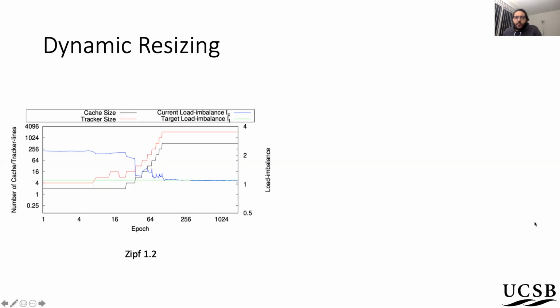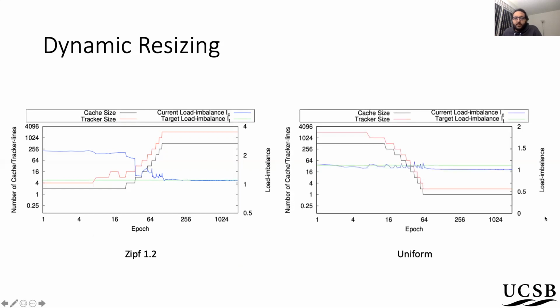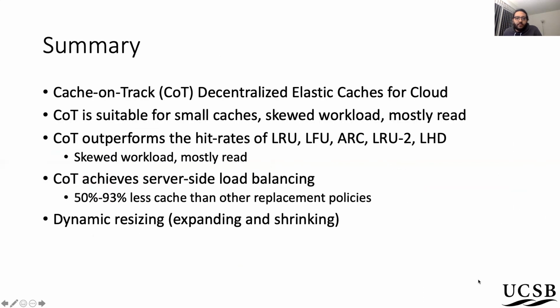Then we flip the workload to a uniform workload. Once COT detects the change in the workload, it shrinks both the tracker and the cache sizes, as long as the target load imbalance is not violated, as shown in the right figure.